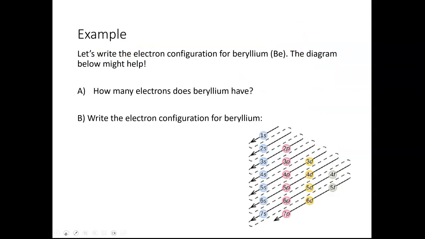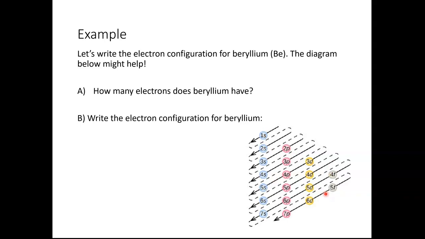So let's write the electron configuration for the next atom, beryllium. Now this is the order in which we write the electron configuration. We start with a 1s, and then we move to the 2s, then 2p, and then 3s, and then 3p, 4s, 3d, 4p, 5s. So this is the order in which they get filled.